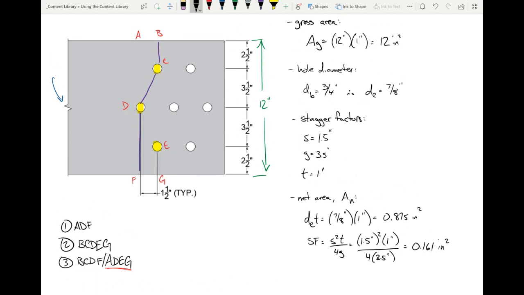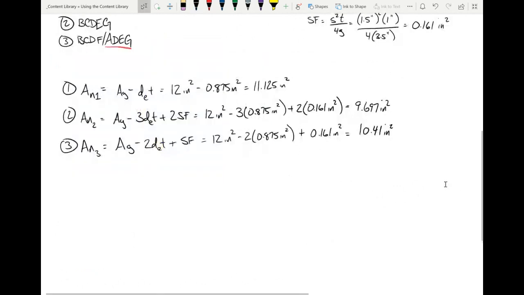It's symmetrical along the longitudinal axis of the member, and even from a math perspective, it's the same number of bolts, same number of stagger factors. Nothing changes. That's why those two paths are the same. So now we're at the end of the problem, and you're asking yourself, okay, we got 3 net areas. What do we do with them?